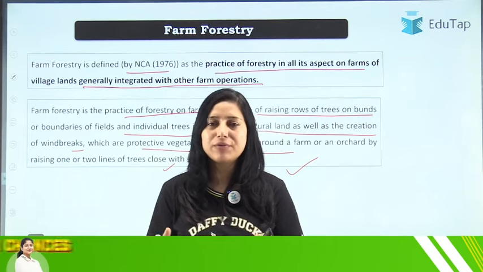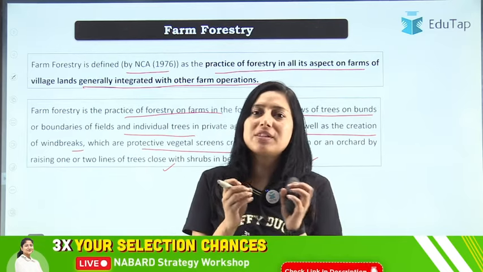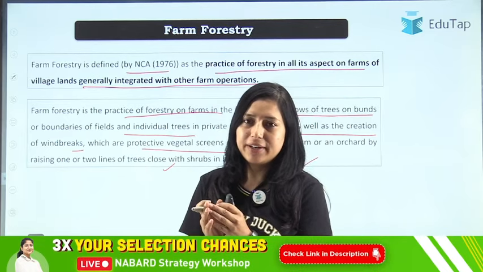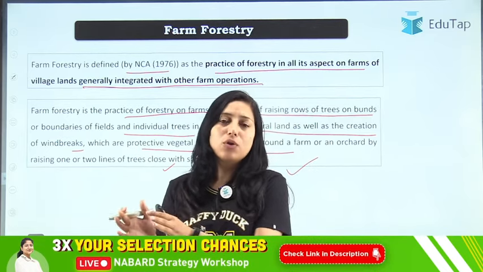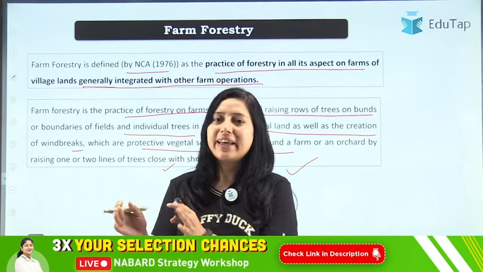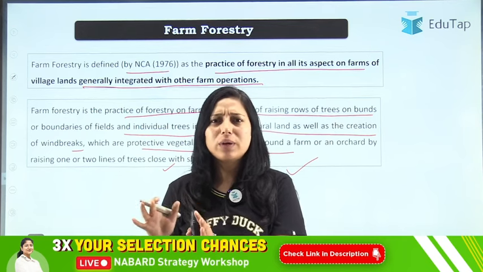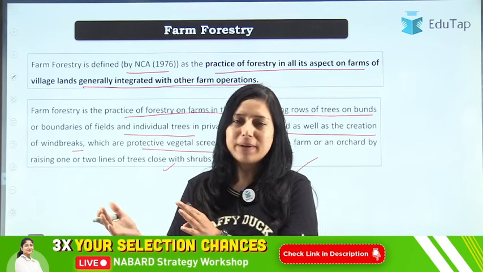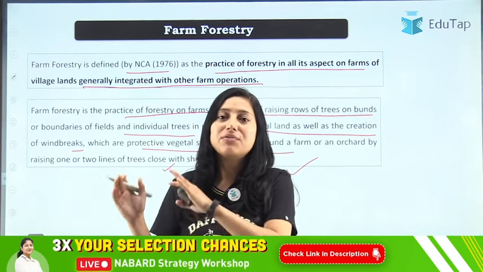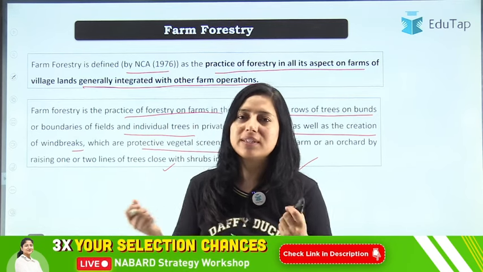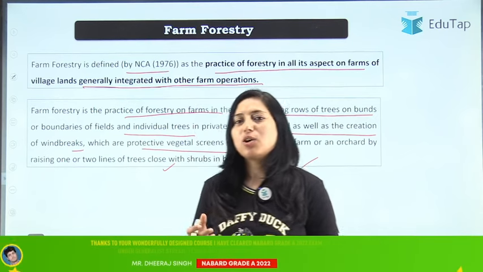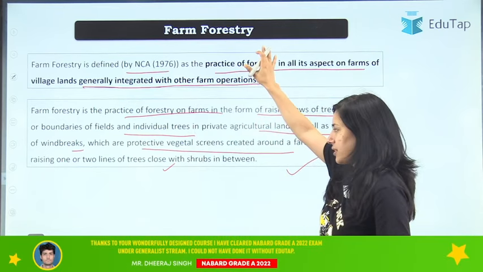Poplar is a tree from whose sticks matchsticks are made, right? So farmers can go for growing these poplar trees, and they have a life cycle of around 10 to 12 years, I think, and they get mature by then. After 10 to 12 years the farmers can get good return from these trees. Clear? So that is the objective of farm forestry.